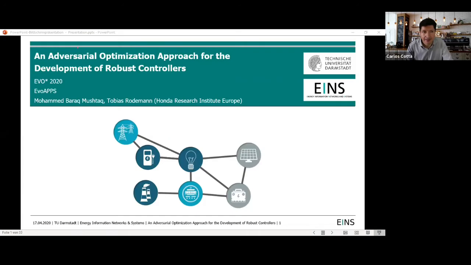It will be presented, hopefully I can find here, Mushtaq. Please share your screen. There we are. So the title of the paper is an adversarial optimization approach for the development of robust controllers. So please, Mohammed, you can go ahead.